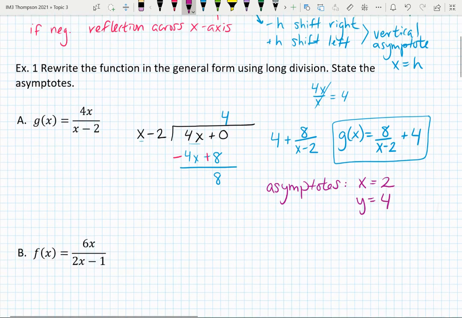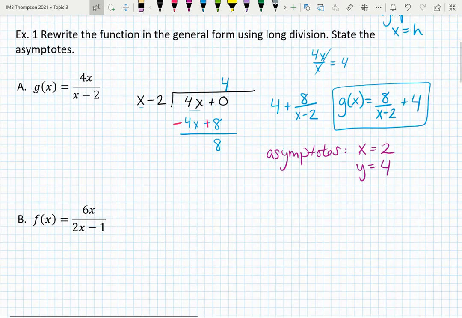Okay, so second one. Now I told you that for A, you could use synthetic division. And it's true you can, because what you're dividing by is x minus 2. Remember, when I'm doing synthetic division, I have to have just x plus or minus a number. For B, you can't use synthetic division for this type of divisor. This divisor is 2x minus 1, so I have to use long division. Same exact process. We'll just get a different result.